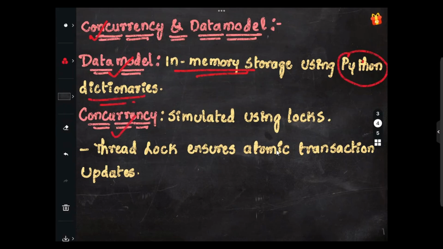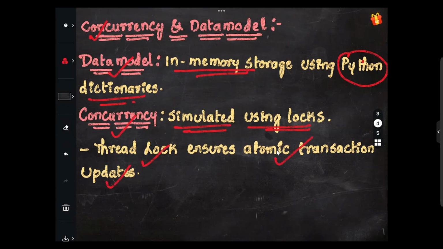About the concurrency, concurrency is simulated using the locks, meaning we will be going with thread-safe transaction updates, not to worry. So the final one is that the thread lock ensures atomic transaction updates. Yeah, this is fine.